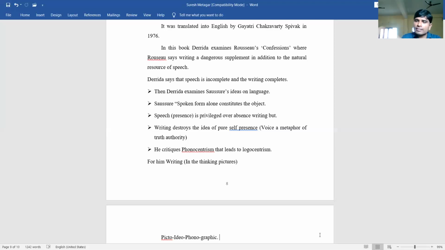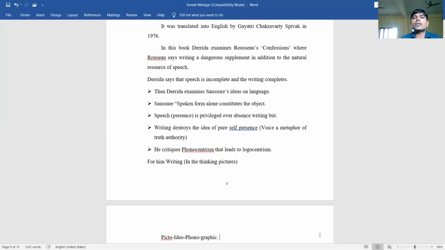This idea actually helped Marxists, feminists, and so many postmodern writers or critics, who used it to destroy established authority, which had been exploiting a major part of the society.